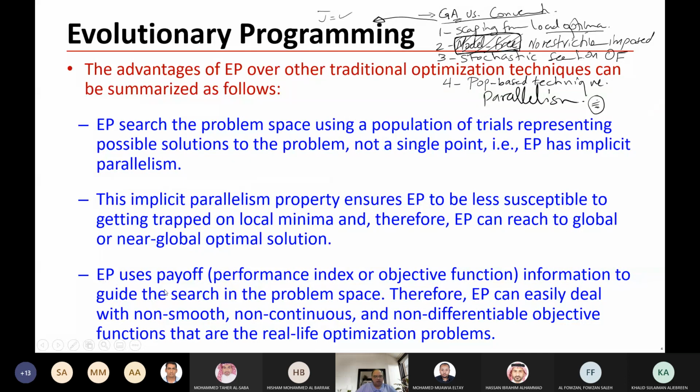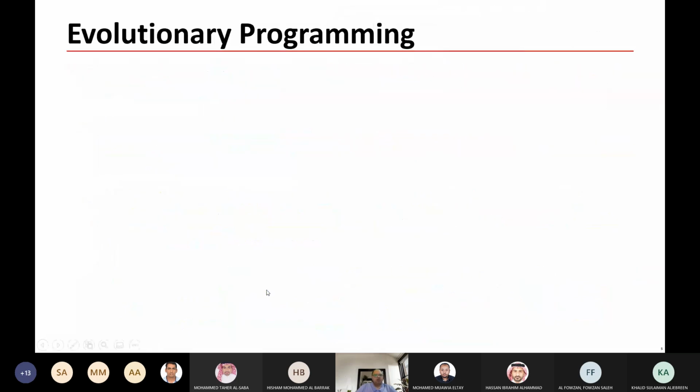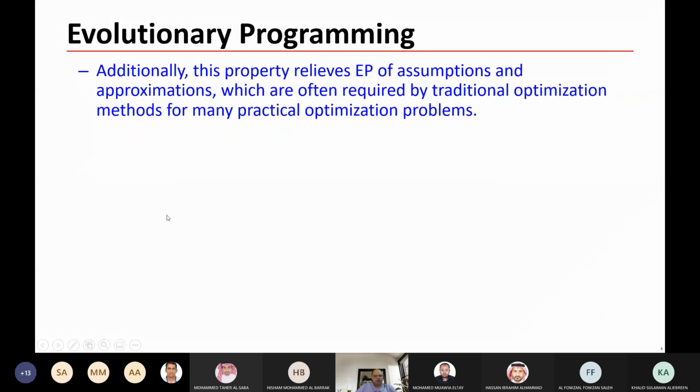EP, evolutionary programming or genetic algorithm, uses performance index or objective function information to guide the search in the problem space. Therefore, EP can easily deal with non-smooth, non-continuous, non-differentiable objective functions. There is no restriction on the objective function. Also, this property relieves EP of assumptions and approximations which are often required by traditional optimization methods for many practical optimization problems.